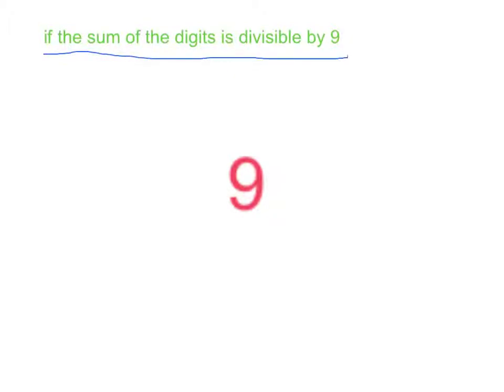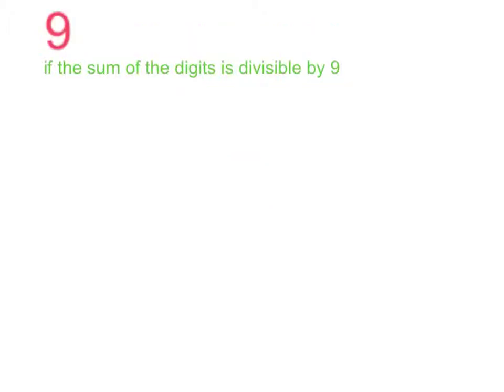Here's the divisibility rule for 9. If the sum of the digits is divisible by 9, then the whole number is divisible by 9. This rule is just like the rule for 3s. We have to add all the digits together and then see if that number is divisible by 9. Let's do an example. If our number is 801, is it divisible by 9?